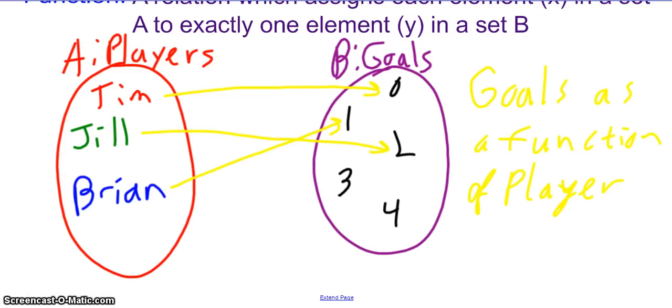Another thing to point out is note that in order for something to be a function, all of the elements in what we're calling set B, which is goals, do not have to relate to an element in set A. So the only thing that has to happen is every element in set A does have to relate to one and only one element in set B.